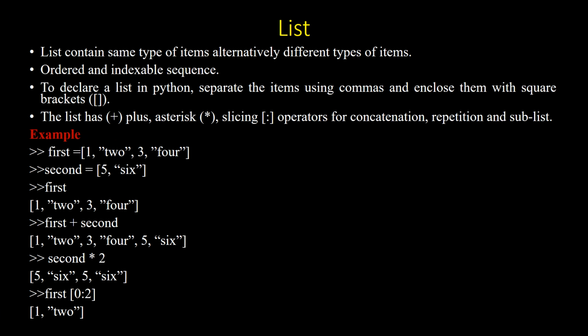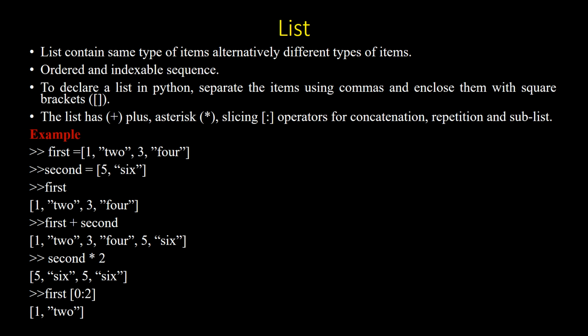The next one is a list. The list is the most used data type in Python. It contains items of the same type, or alternatively items of different types. It is an ordered and indexable sequence. To declare a list in Python, you need to separate the items using commas and enclose them with square brackets. The list has the plus, asterisk and slicing operators for concatenation, repetition and sublist.